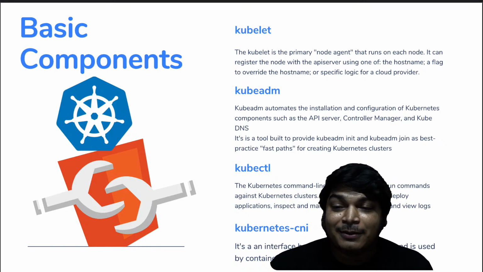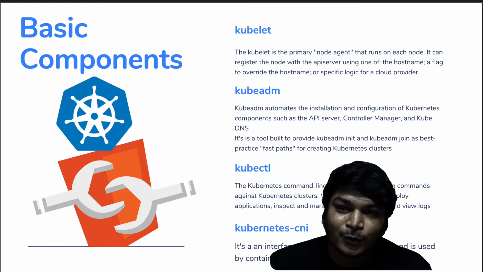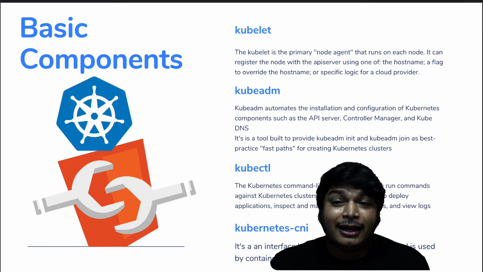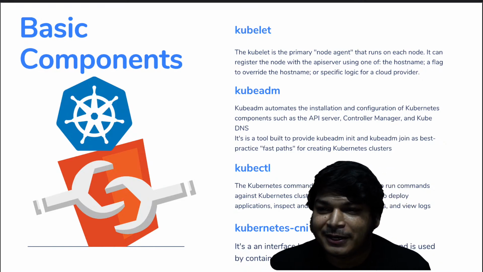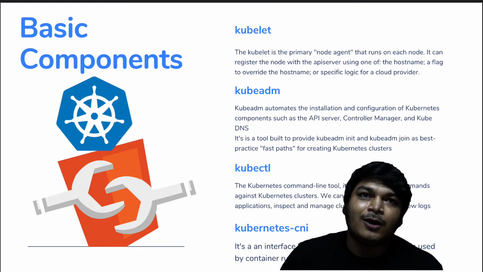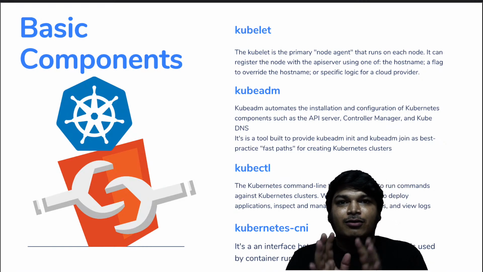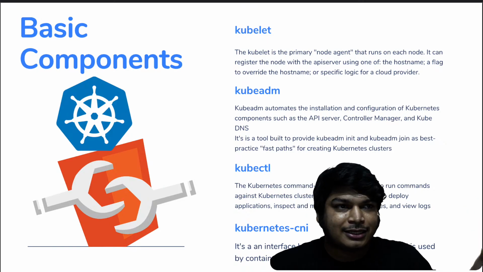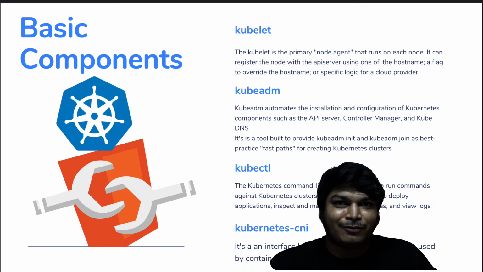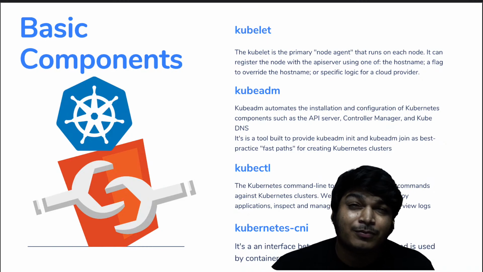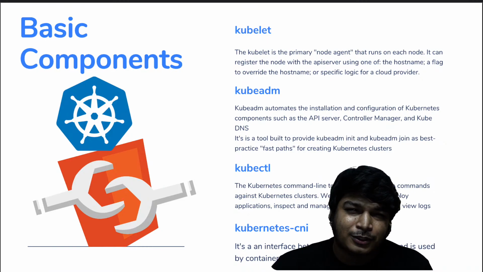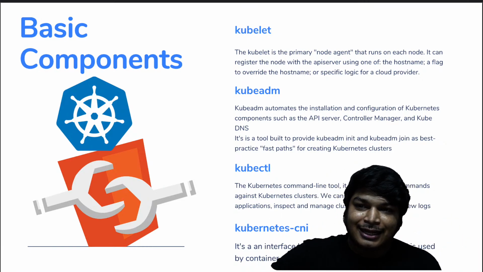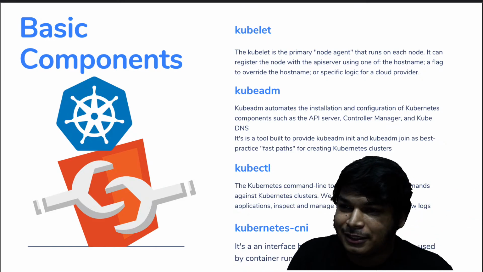A kubelet is a primary node agent that runs on each node, and it can register the node with the API server using the hostname, or a flag to override that. If you want, you can of course override it or use specific logic for the cloud provider. Now, for this session, just understand a kubelet is a simple agent. Like if you ever use AWS, you will see a CloudWatch agent run and get all the logs. Or maybe if you use SSM, or say a Jenkins agent, you must have used something like that, right? Think that way, it just collects and sends to the API server. That's what it does.